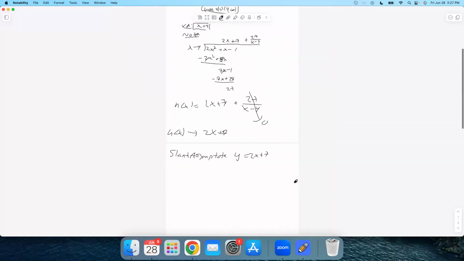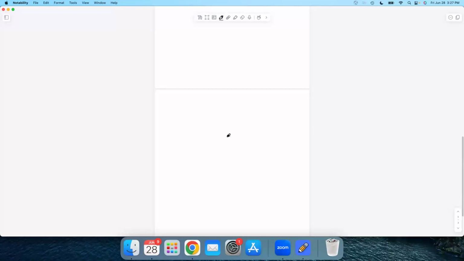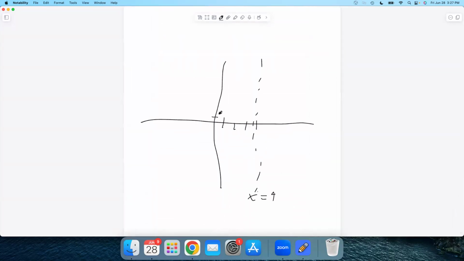Okay, so let's put together what we have so far. We'll start building our graph down here. So I had a vertical asymptote at x equals 4, and I'll write that on here, x equals 4. We have a slant asymptote, y equals 2x plus 7. So that is a y-intercept at 0, 7: 4, 5, 6, 7. And then a slope of 2. So if I go over 1, up 2, I get something that looks like this. And I'm going to dash this in because this is an asymptote.